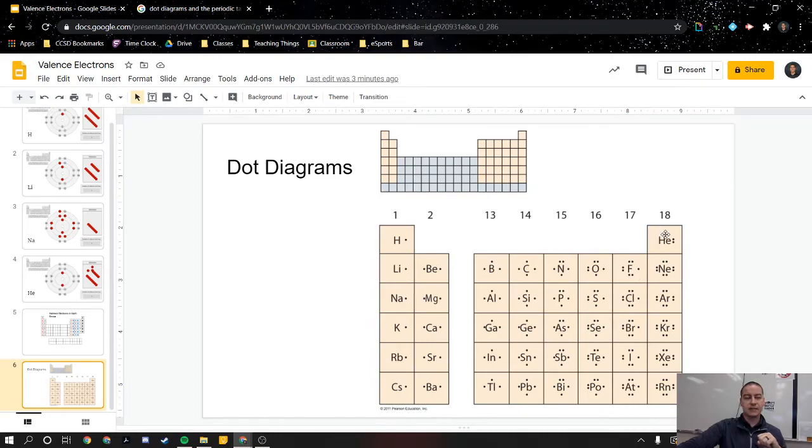And then, of course, group 18 should have a full outer energy level, and so these all have 8. But again, this exception is helium. Helium has 2, so I just put 2 dots.